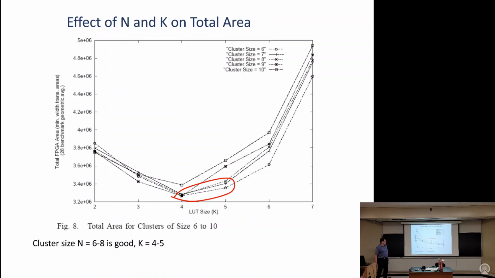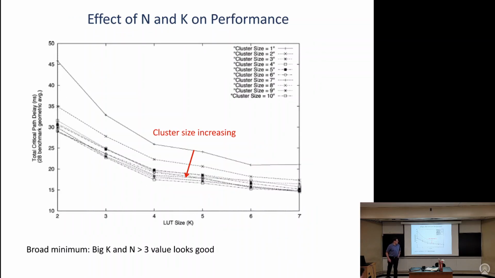Okay, what happens on speed? On speed, as we go to bigger LUTs, this is basically our critical path delay, averaged across all these benchmarks, so smaller is better. As we go to bigger LUT sizes, speed is getting better. And that never really stops. We're getting maybe less gain as we go to really big ones, but we're still getting some gain.